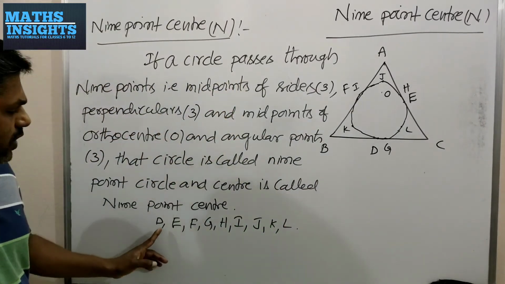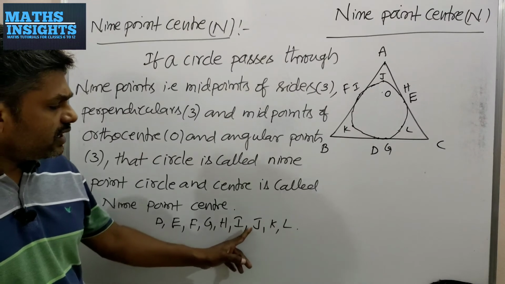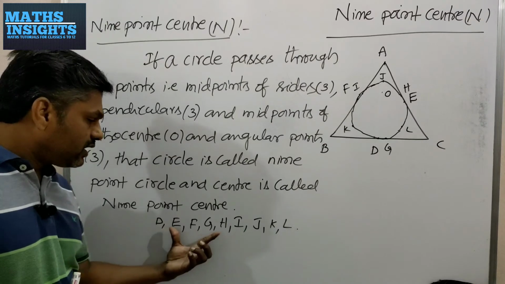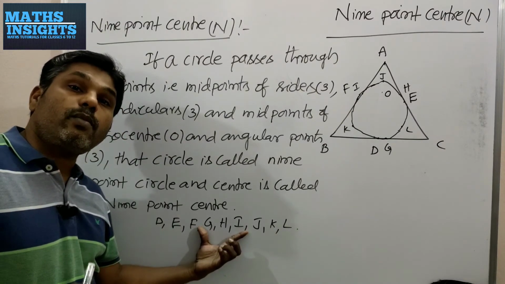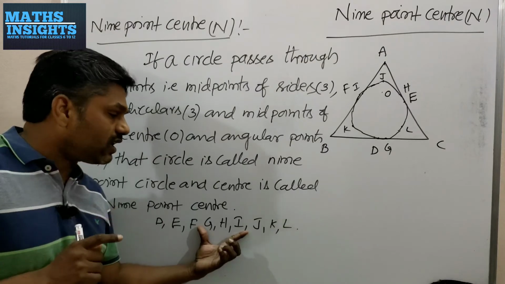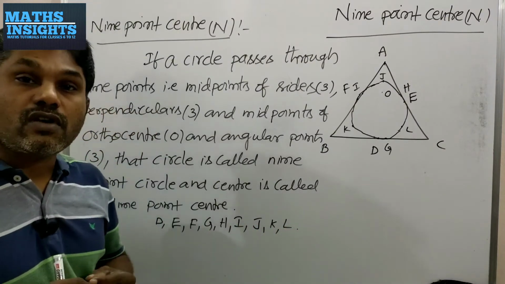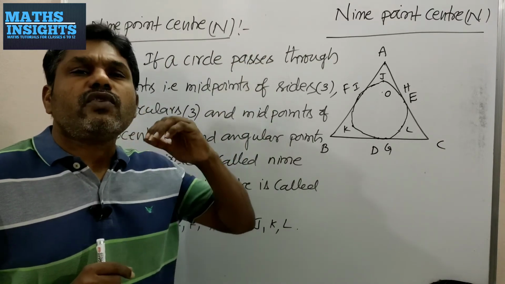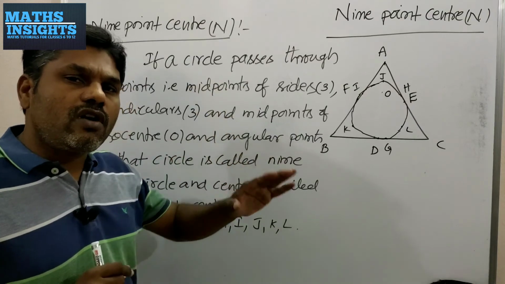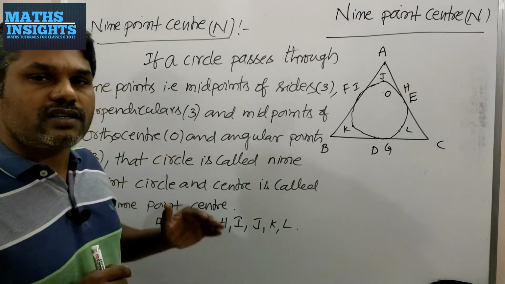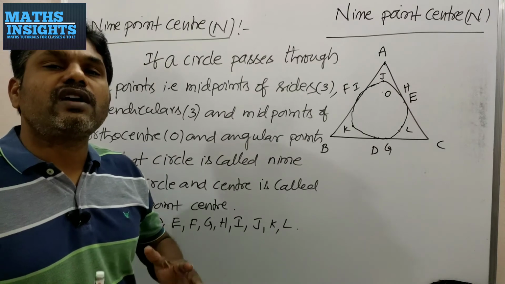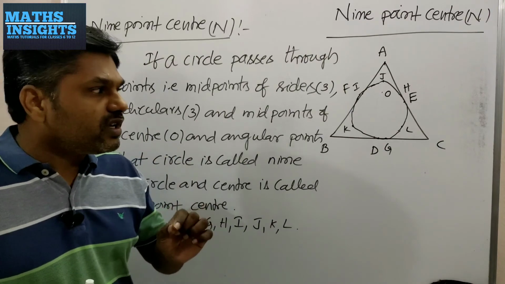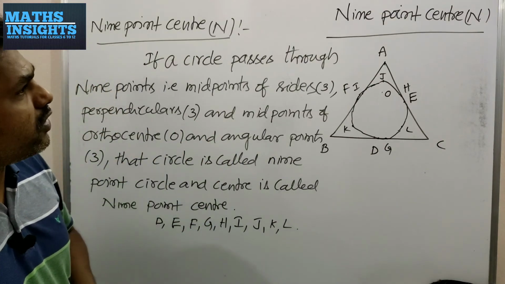See, you have nine points D, E, F, G, H, I, J, K, L. The first set of three points are midpoints of the sides. The second set of points are called the feet of the perpendiculars to the sides of the triangle, and the third set of three points are called midpoints of the angular points and the orthocenter. So if you draw a circle, the circle will touch all these nine points, and that circle is called the nine-point circle, and the center of the circle is called the nine-point center of the triangle. So in this way you may have the definition of the nine-point center.